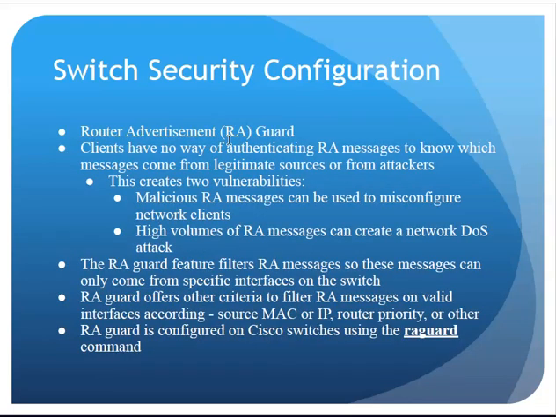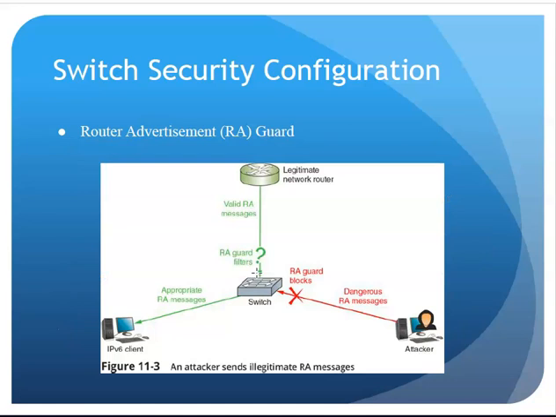Some additional switch security. They talk about router advertisement guard. Remember, router advertisements happen with certain protocols saying, hey, here I am. Here I am as a gateway. There's no way to verify that they're legitimate unless you do some configuration. You can have malicious router advertisements used to reconfigure networks and point them in the wrong direction and create basically a denial of service. Your router guard feature filters these messages to make sure that they only come from a specific interface on the switch. So I think they give you an example here.